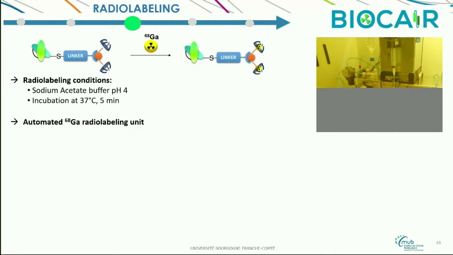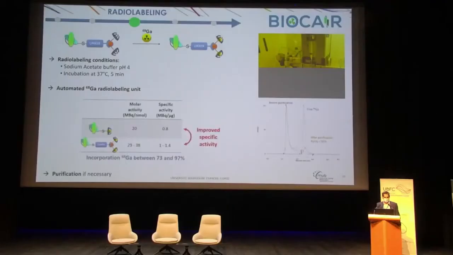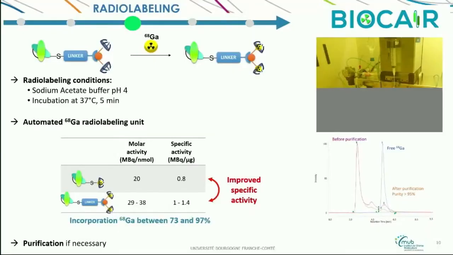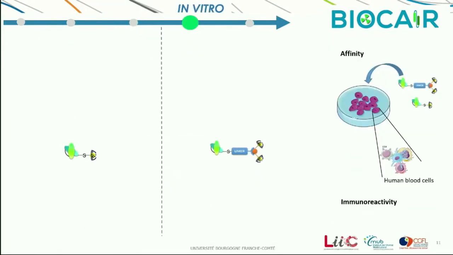I don't know why the picture is not complete, but it has been cut. You have this automatic system that helps you to do the synthesis. And then we do the purification and we measure the specific activity. And as you can see, we go from 0.8 to 1.4, 1 to 1.4. So we improve the specific activity by adding 2 gallium-68 isotopes, which was expected. And then we do the purification, so it's just a control, and we had a good purity of the compounds.